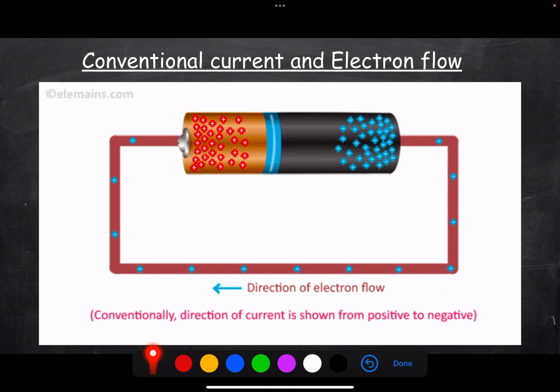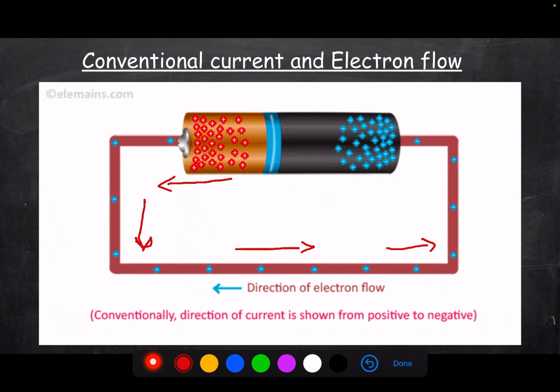But there's more to it. For the sake of clarity, I just want to give the difference between conventional current and electron flow so that there's no argument or confusion. Firstly, I'm going to talk about conventional current. Conventional current is the flow of positive charges through a circuit, which is from the positive terminal of the cell towards the negative terminal of the cell. So that is the flow of the positive charges. That is the conventional current.